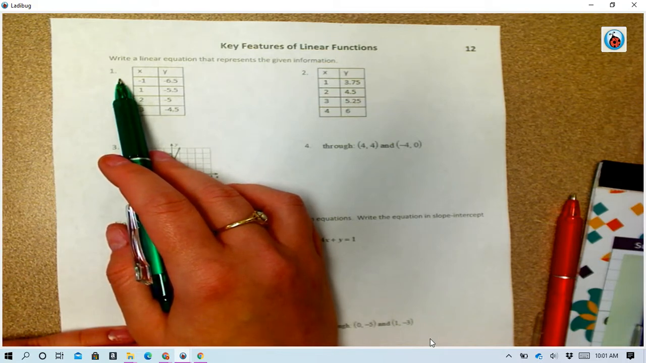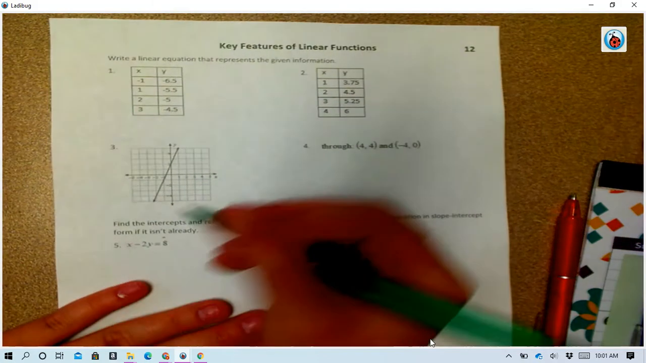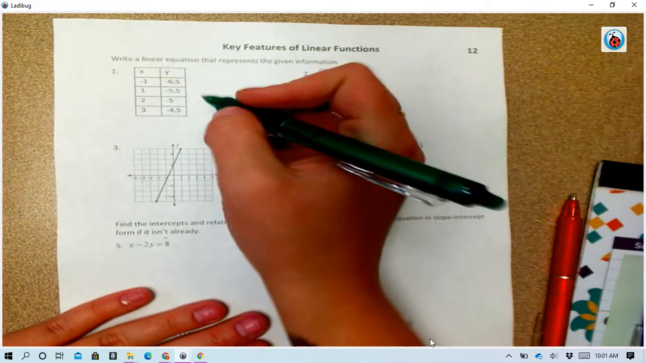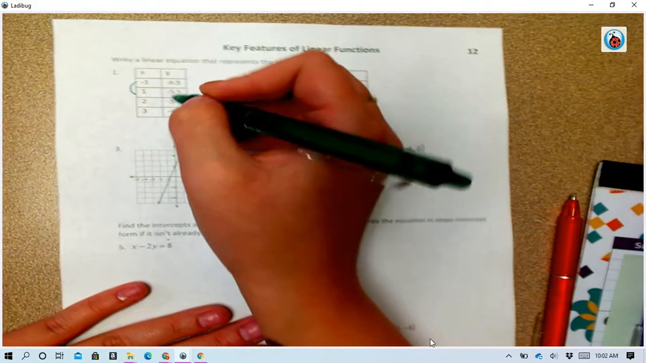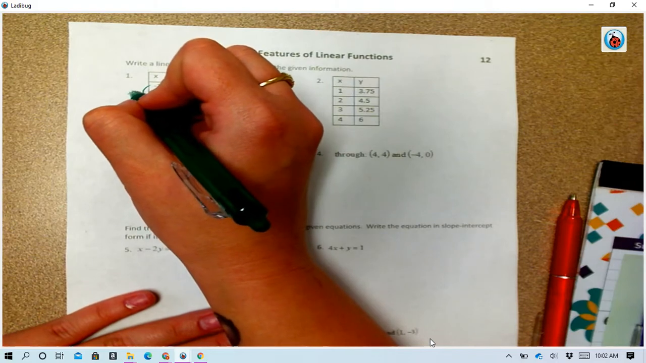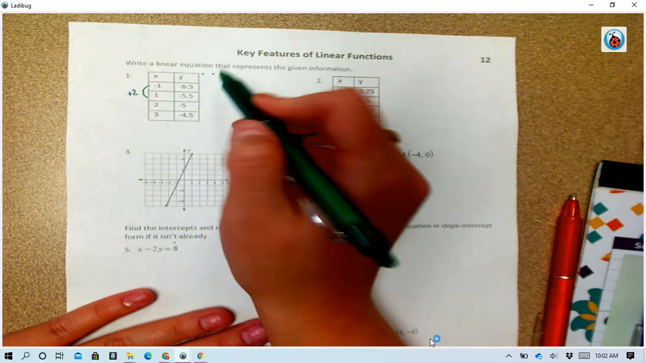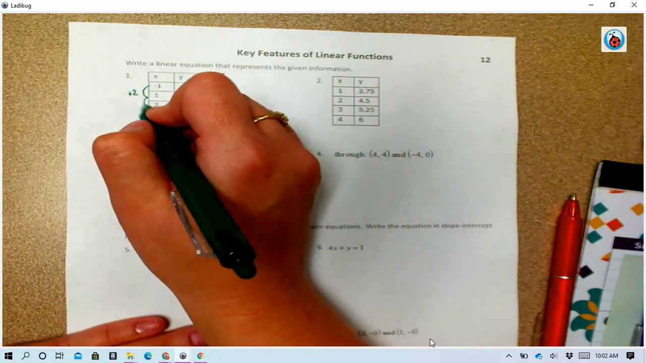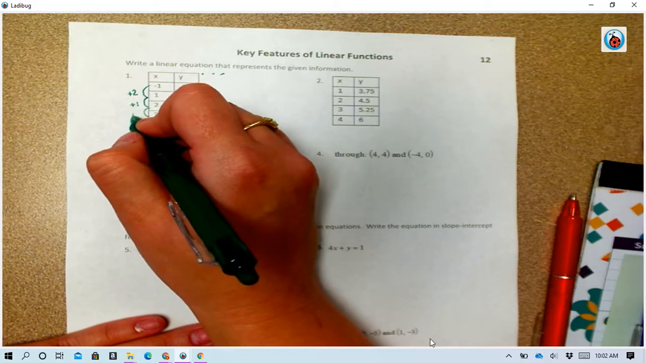we have to figure out the change in y over the change in x. So how do you figure out the change? To go from -1 to 1, we add 2, because you would go -1, 0, +1. To go from 1 to 2, you add 1. To go from 2 to 3, you add 1.